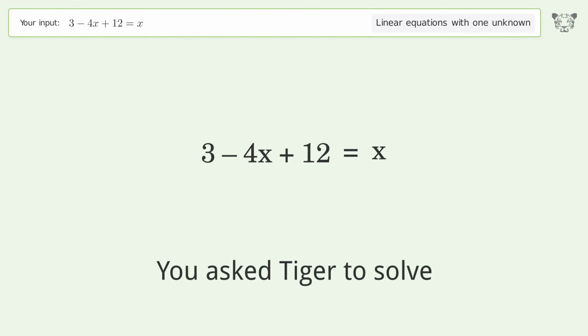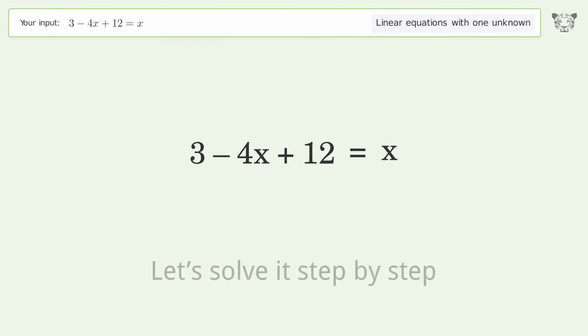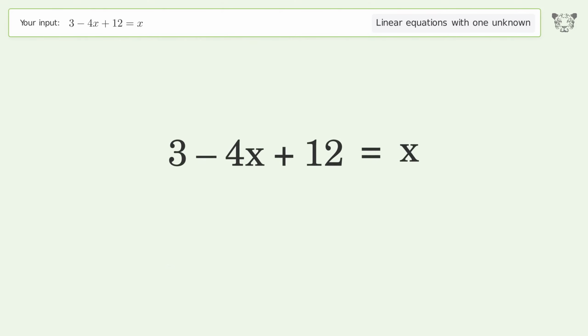You ask Tiger to solve. This deals with linear equations with one unknown. The final result is x equals 3. Let's solve it step by step. Simplify the expression. Group like terms.